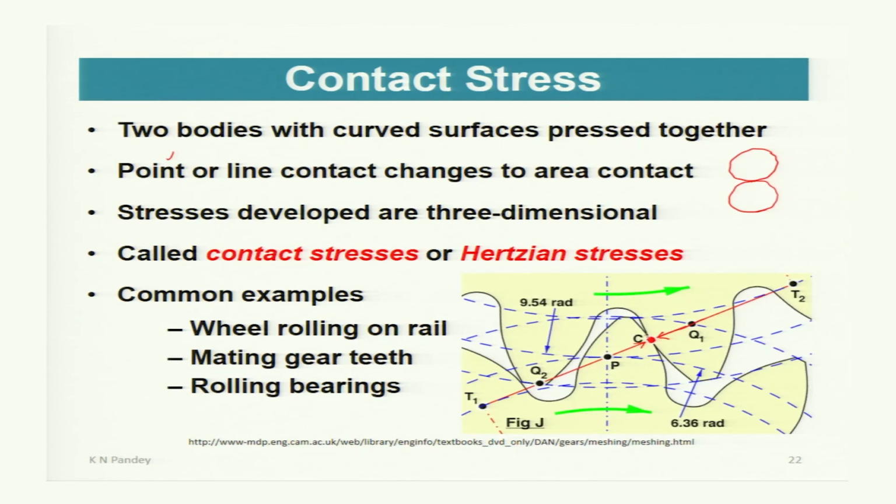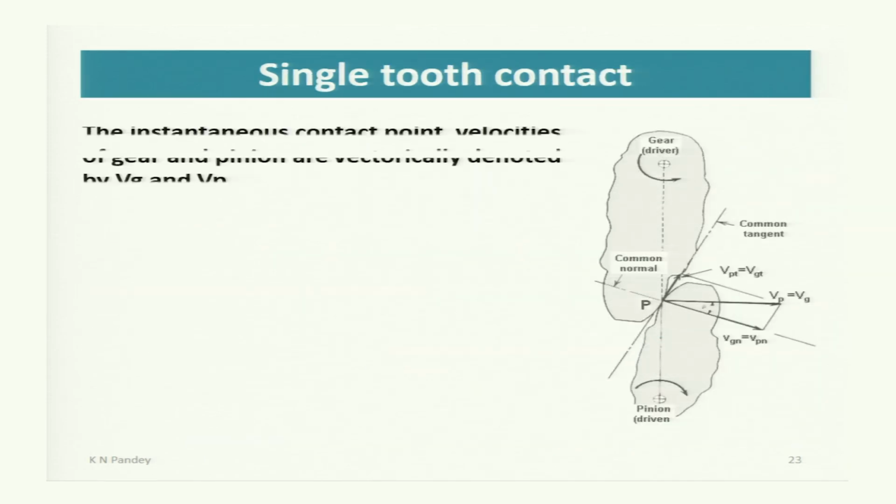Well, it can be assumed that the curved surface at the point of contact is just similar to these two cylinders. So, the analogy was taken between the contact stresses which act on the cylinder and the contact stresses which act on gear tooth in contact. Now, single tooth contact, that means a gear tooth is there and there is a single tooth contact. The instantaneous contact point velocities of gear and pinion are vectorially denoted by Vg and Vp.